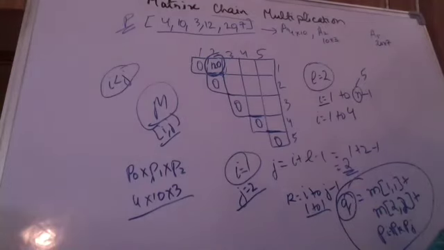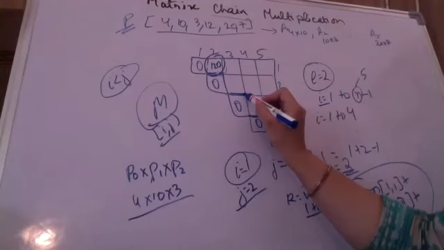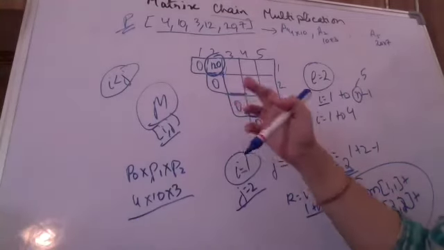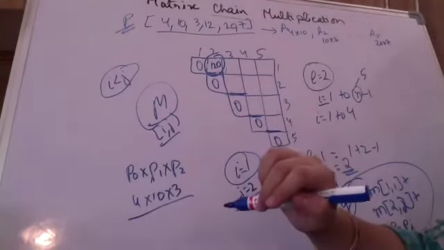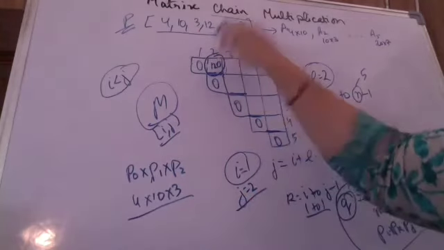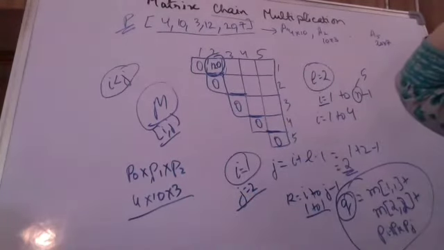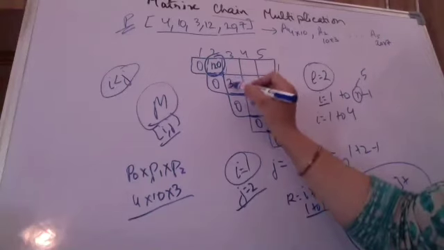Did this become clear? Similarly, what will be stored at this value? If you understand clearly, it is P1 into P2 into P3. That is 10 into 3 into 12, which comes out to be 360. Is everyone understanding this?